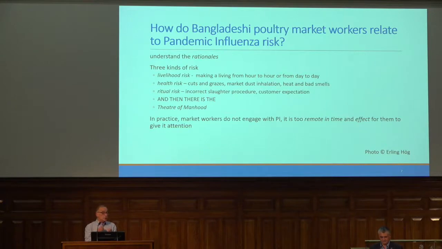And then there's the ritual risk. You might slaughter the chickens in the wrong way. These chickens are supposed to be halal. So you've got to be able to do it in the way which you believe to be correct practice of halal and which satisfies your customers who want to see you do halal slaughter. So the messages that you would have to address to people in those situations to change their behaviour would need to be engaging with those quite complex factors in their lives.